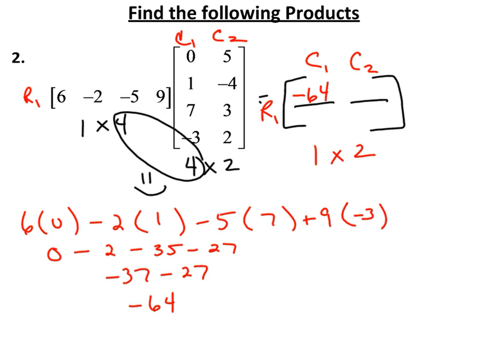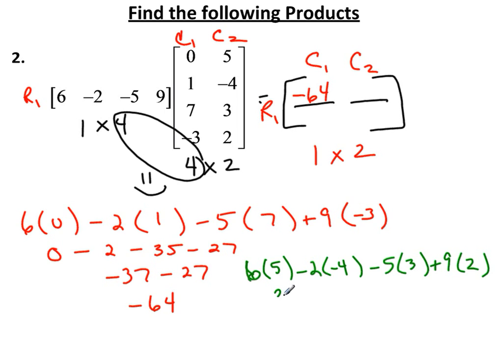Let's try the second part. I'm going to write it down here. I'm going to choose a different color. So now again, I'm going to do the same thing. I only have 1 row in column 2, so I'm going to do the same thing. I have 6 times something, a negative 2 times something, a negative 5 times something, and then a positive 9 times something. What goes in here is column 2. So I have a 5, a negative 4, a 3, and a 2.